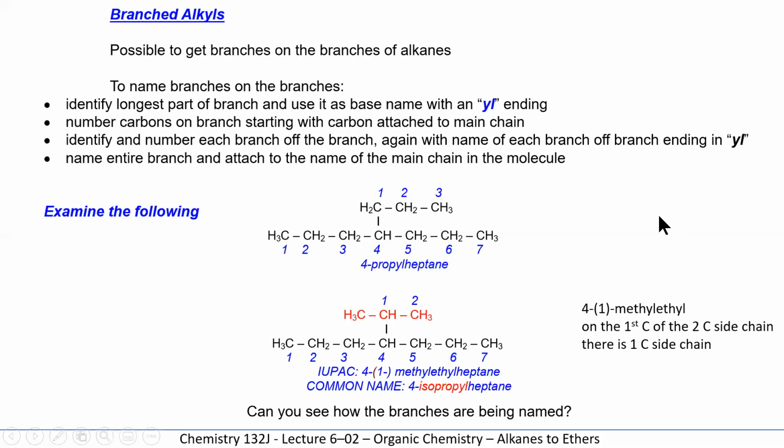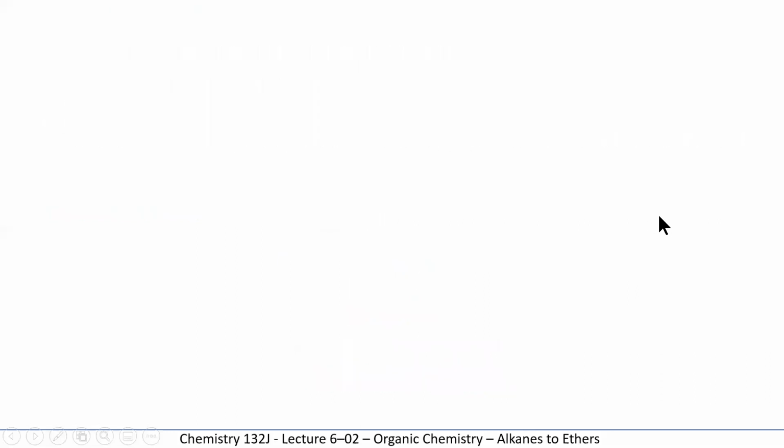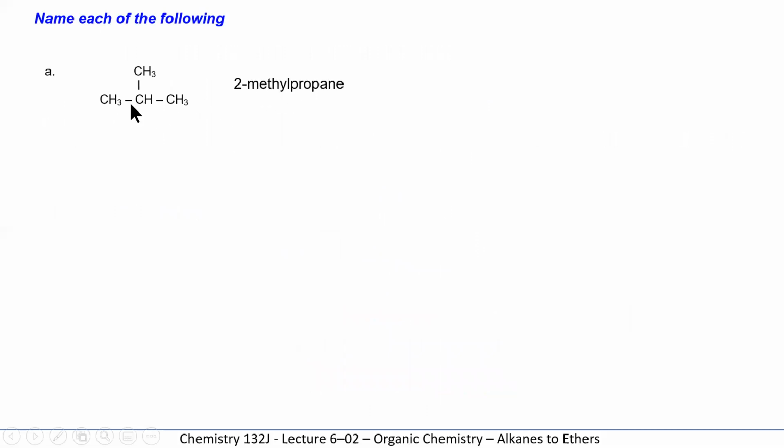Okay, and just to verify what I've just said, there it is. Now, name this one. We can see this one is 3 carbons. It's a propane. There's a carbon attached to it. Now, we don't really need to use a number in this case, do we? Because there's only one place to put a side chain if it's only 3 carbons long. So you would just call that methyl propane.